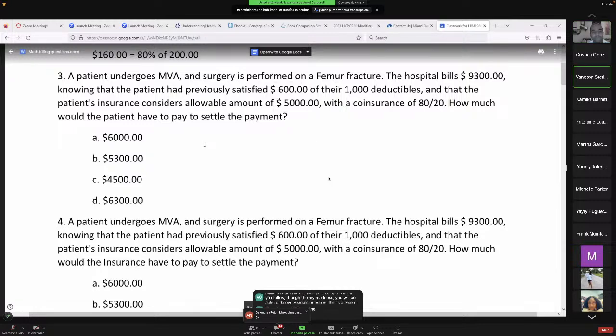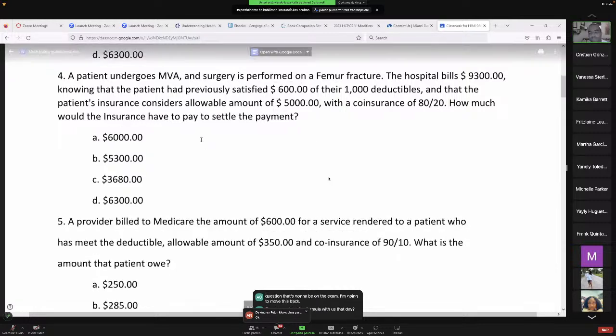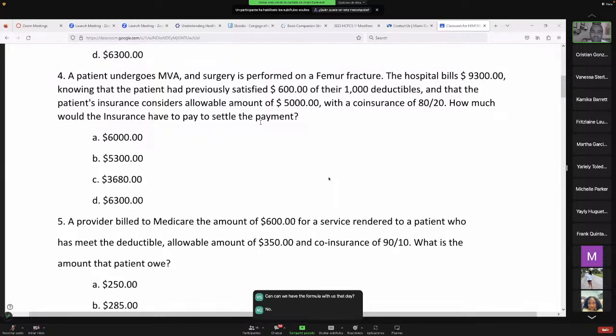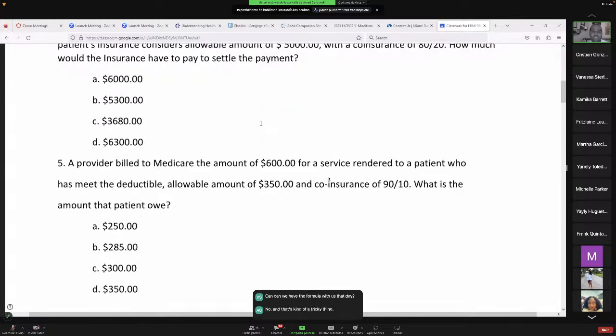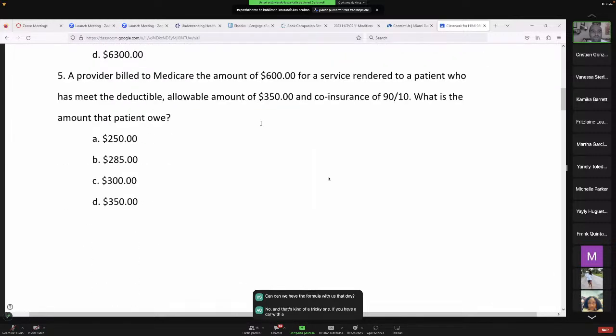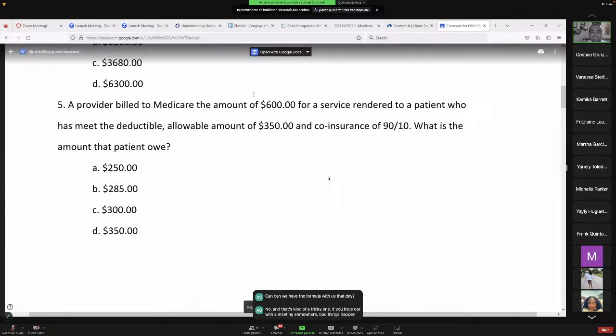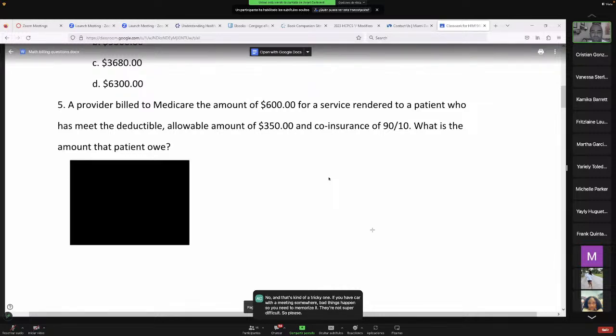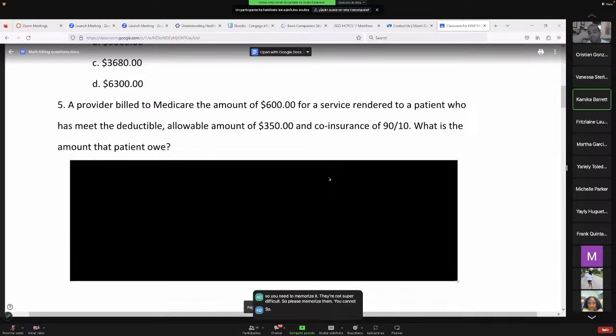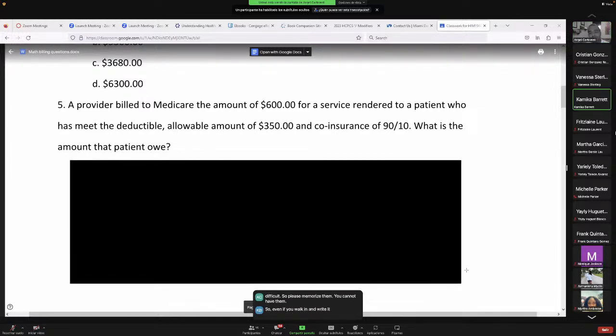Can we have the formula with us that day at the test? No. And that's kind of a tricky one. If you get caught with the formulas written somewhere, bad things can happen. So you need to memorize them. They're not super difficult, so please memorize them. So even if you walk in and write it down yourself? Yeah. As soon as they give you a piece of paper, you write it down. Okay.